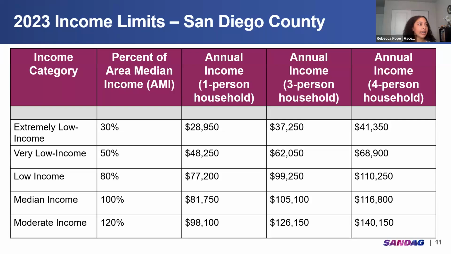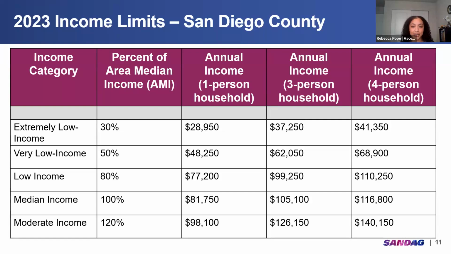And then this slide shows the 2023 income limits for San Diego County. Because federally funded programs are meant to serve low and moderate income populations, a vast majority of home repair programs limit services to residents under 80% AMI, although some programs might define this level of income differently.